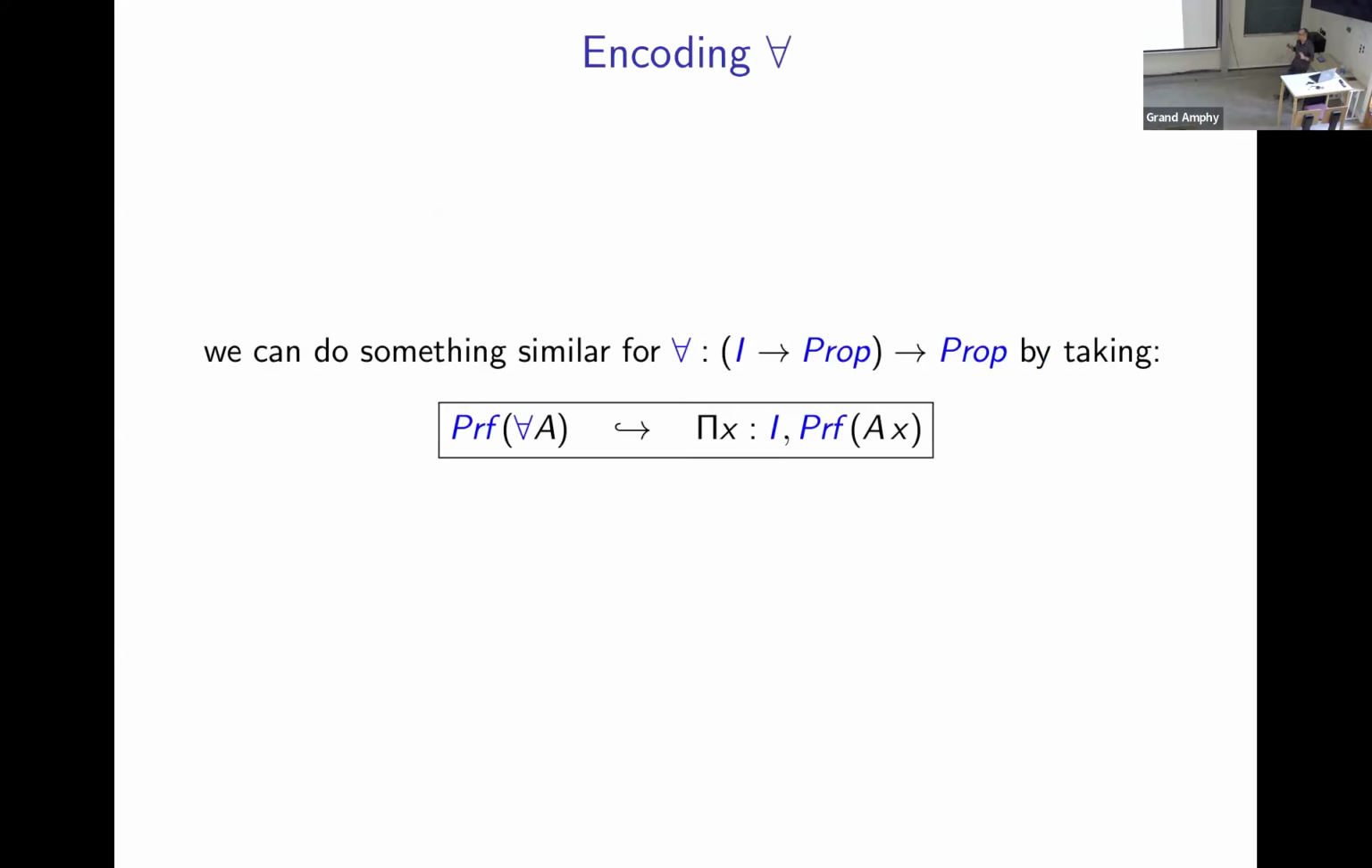So now we have seen how to handle implication, and to handle the universal quantifier we can do the same trick. The only difference here is that we will need some dependent type to represent the proofs. The idea is that a proof of for all x, A of x, is a function taking an element x in the domain and providing a proof that x satisfies the property A.